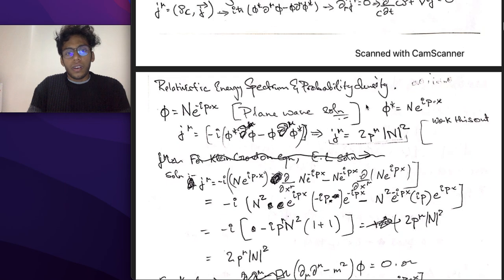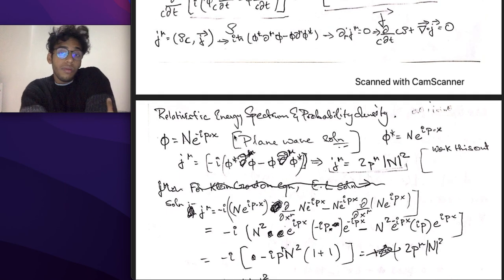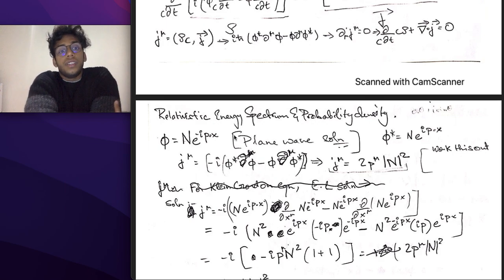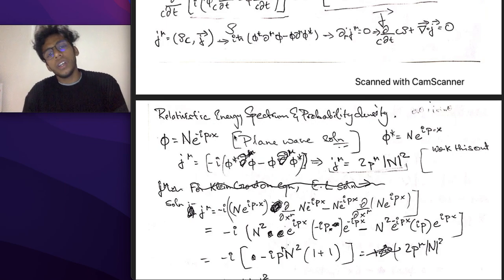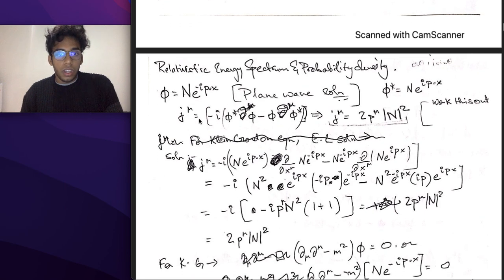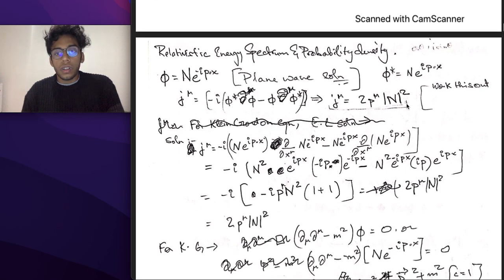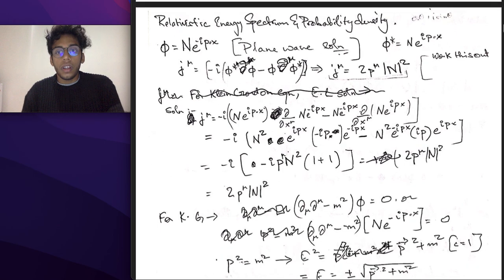Then we see that for a plane wave solution, where phi is given by N e to the power of minus i p x, you have your j^μ, which is defined by, sorry for the illegible handwriting, phi star ∂^μ phi minus phi ∂^μ phi star. This gives you your current as 2 p^μ N squared, where p is the momentum and N is the coefficient.